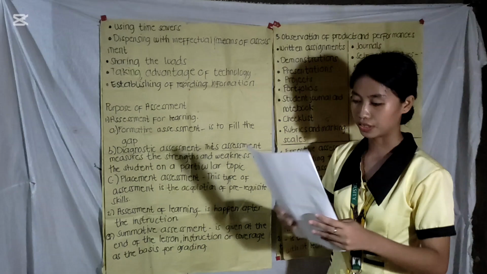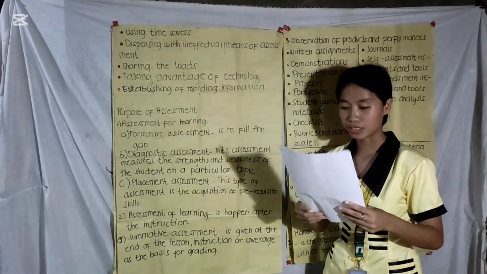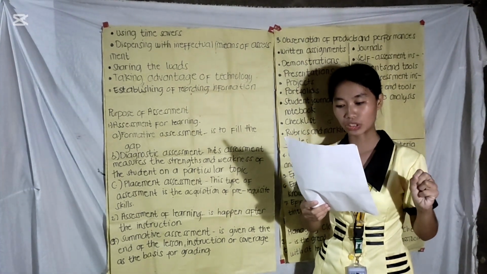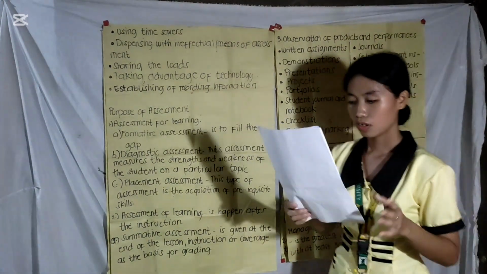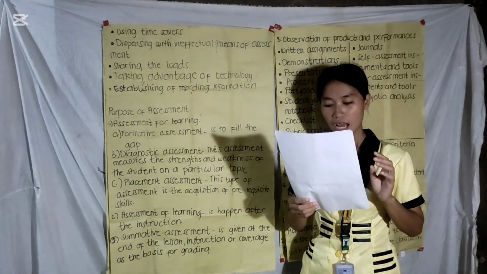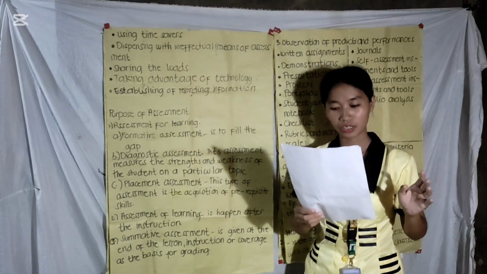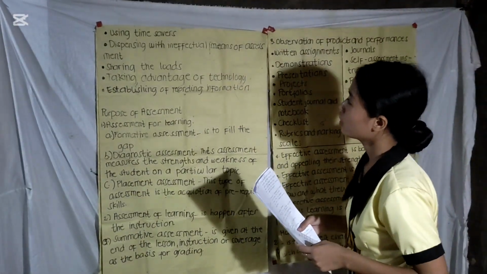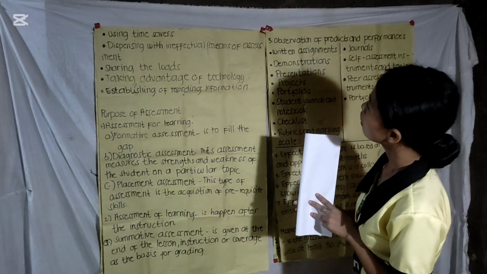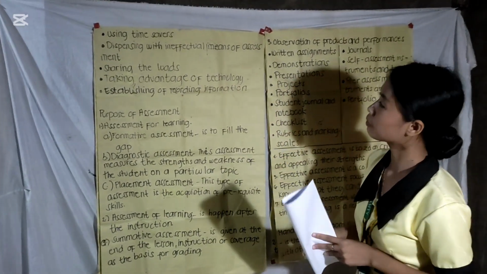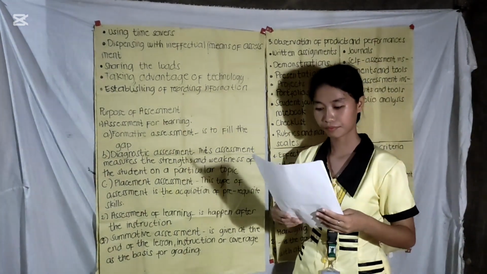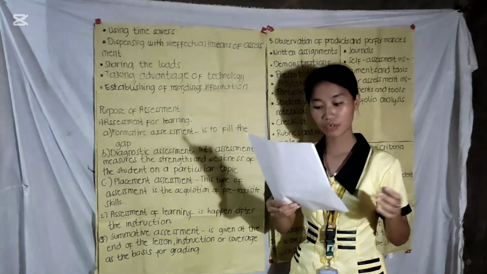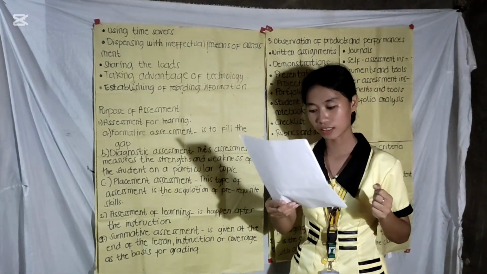Using time savers. Time savers, for example: close the door when you don't want to be disturbed, or have a place for everything, or set a time limit on visits. Dispensing with ineffectual means of assessment. Example, to give out or distribute something, or to give out things especially.